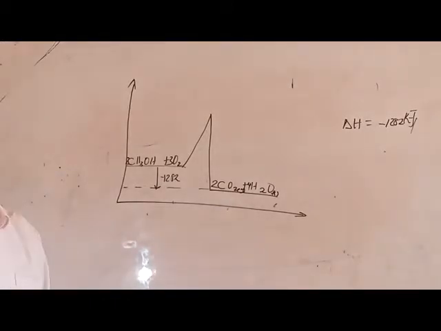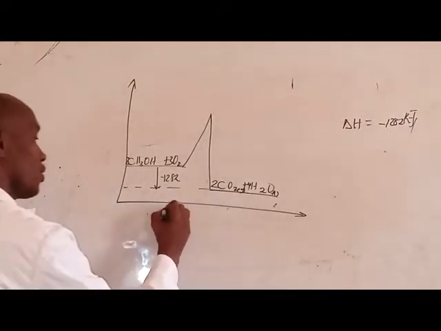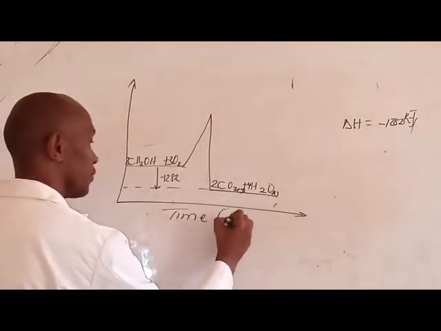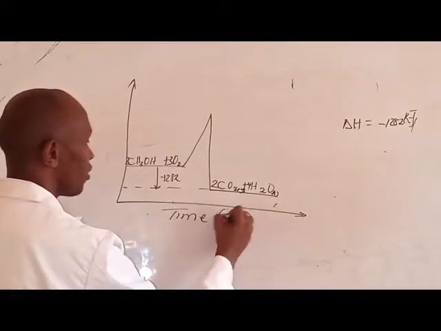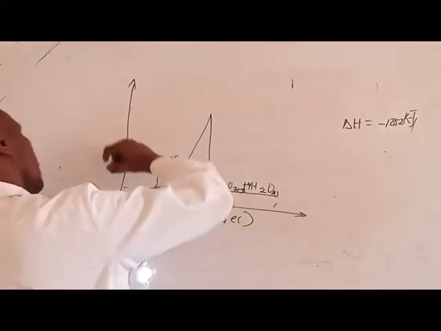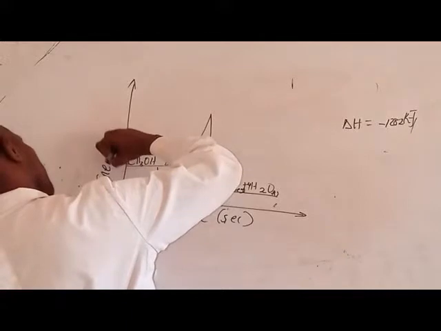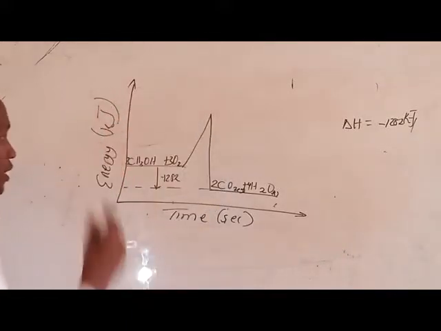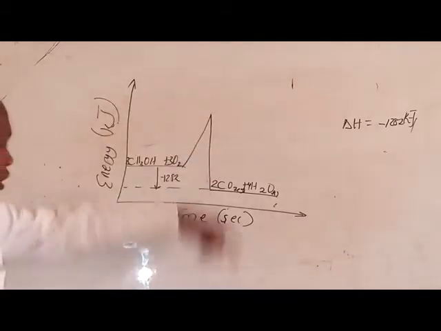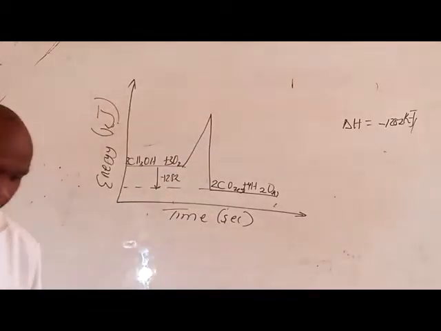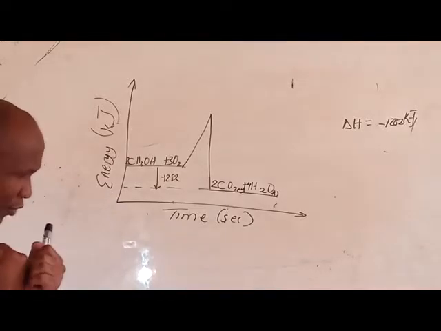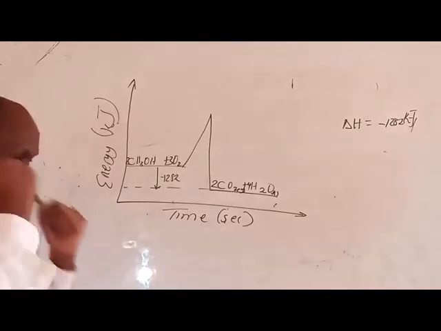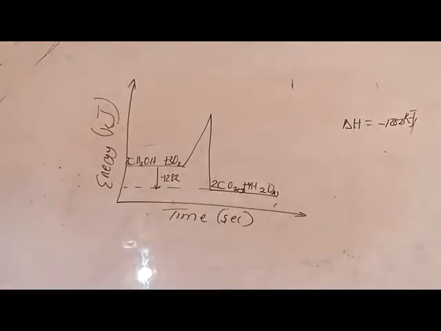Very good for 0 mark, so I cannot interpret your diagram. So time or reaction progress, minutes, seconds, and energy in kilojoules, not per mole, just kilojoules. So this is the activation energy, that is energy. Now I want to warn us against a practice that is very common.